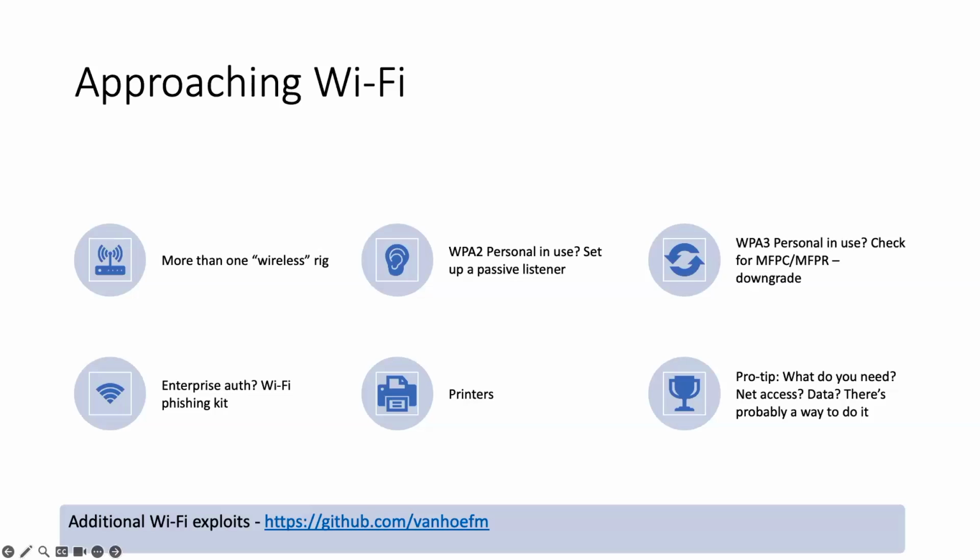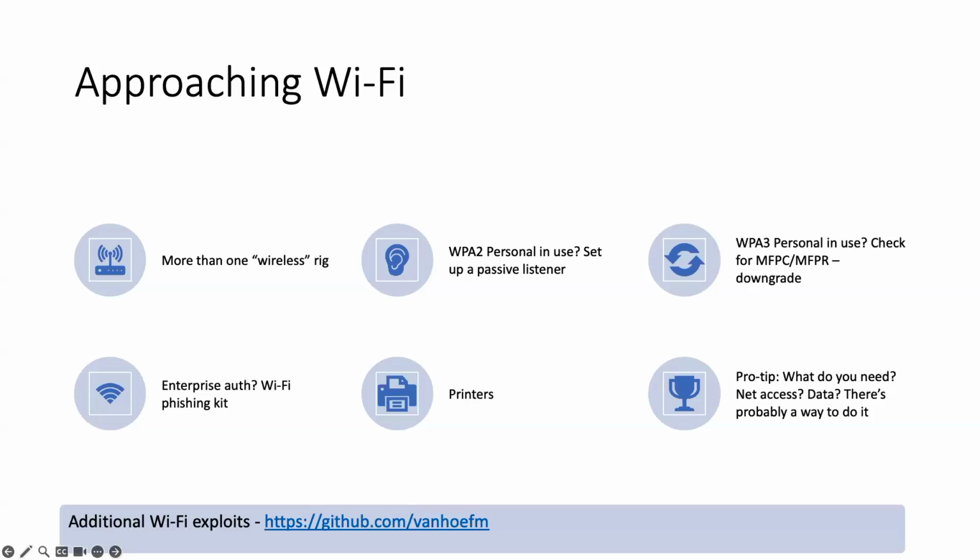Talked about getting away from Wi-Fi. Not all of this is Wi-Fi, but I've got to appease those wanting Wi-Fi here. My approach here for a red team op would be to have more than one wireless rig for Wi-Fi. Set up a passive listener on at least one device. If they've got WPA2 Personal or WPA3 Personal in use, start doing some scanning, see if they've got management frame protection compatibility or required in those headers. If it's required, you need to look at some WPA3 attacks. If it's compatible, but it's not required, then you can do some downgrade attacks and get it to WPA2.